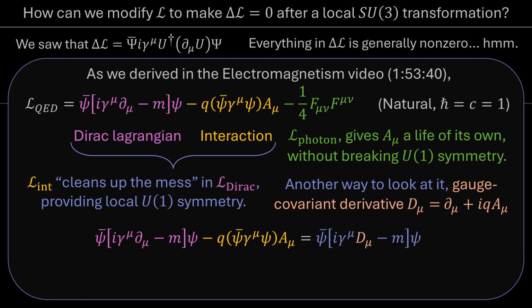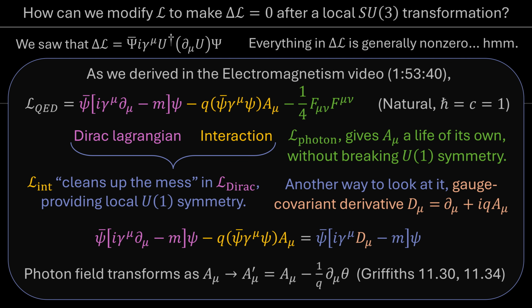You see, because we can absorb those 2 terms together into an expression that looks exactly like the Dirac Lagrangian, but with the partial derivative replaced with the gauge covariant derivative. And you can prove that by taking the right-hand side of this equation and substituting in, for D mu, partial mu plus i q A mu. Now the reason this concept of a gauge covariant derivative works is because of the way the gauge field A mu transforms under local U1 transformations.